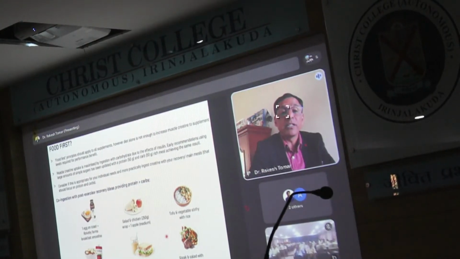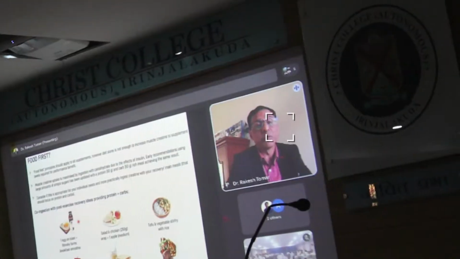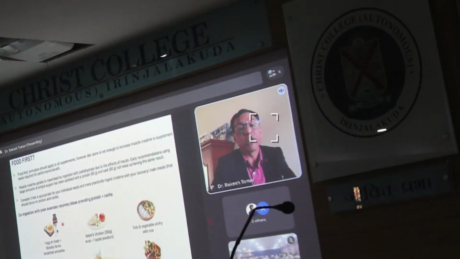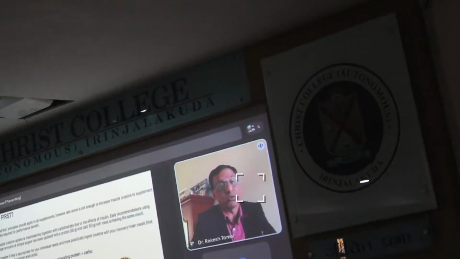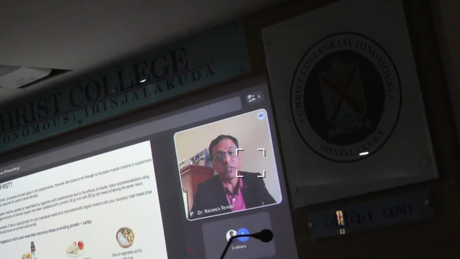Again, you can take creatine along with these foods. You can co-ingest it with post-exercise recovery meals providing protein plus carbs. So you can take it along with some milk. You can take it with salad and chicken, everything.